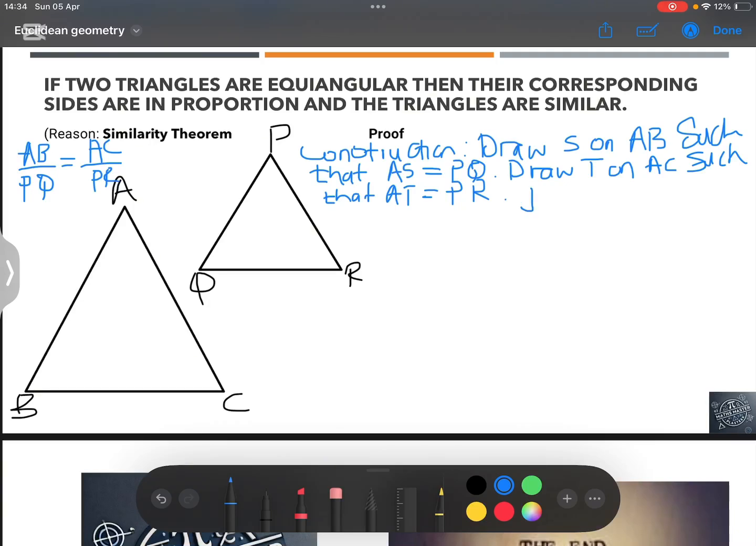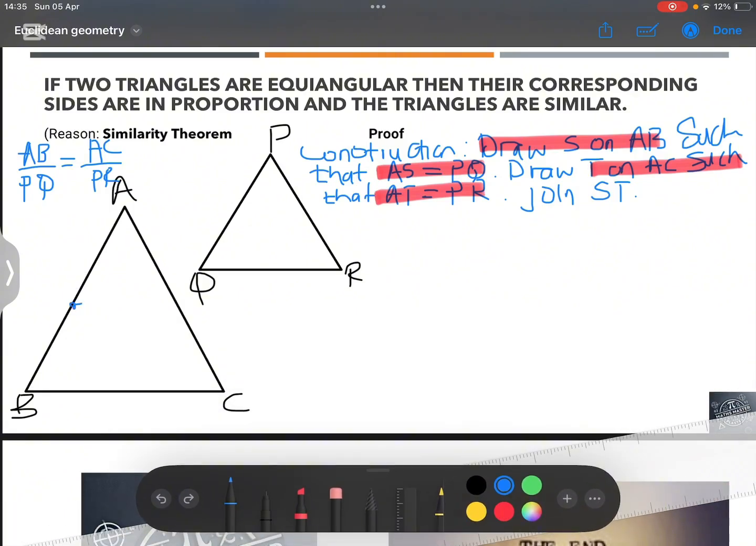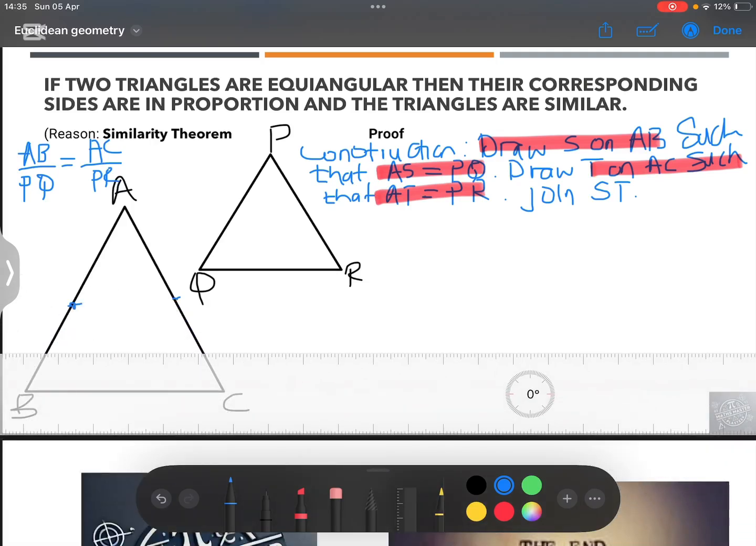And then now you can join ST. Let's highlight the statement. We said mark S on AB such that AS is equal to PQ, and mark T on AC such that AT is equal to PR, and then join ST. So now let's draw the line. We're marking it and marking it. So now let's join ST.